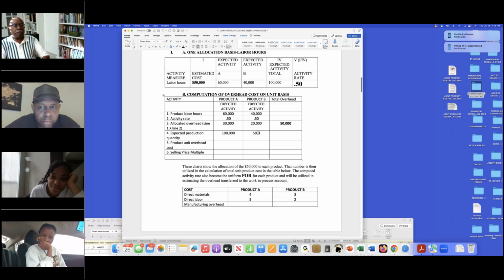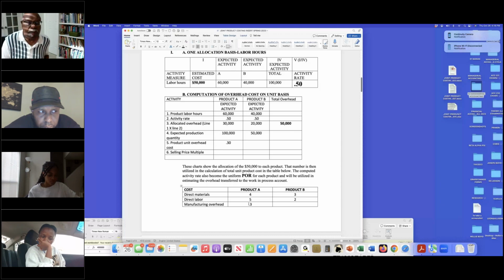So these are the quantities that we're going to produce. The overhead on A, we simply divide 30,000 by 100,000. 30 is on top, 100 on the bottom, and we get 0.3 as the amount of overhead for A. We're going to put that 0.3 here. Then for the other one, it's going to be 20,000 divided by 50,000. So that's going to be what, 0.4?